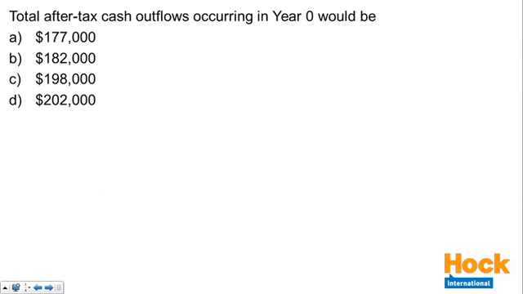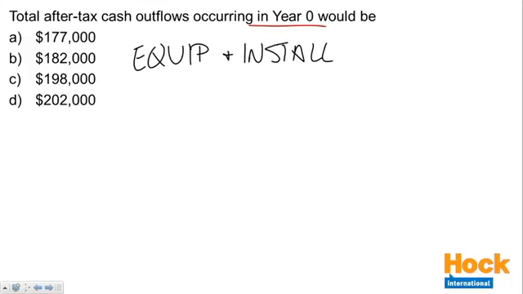The first question, total after-tax cash outflows occurring in year 0 would be how much? So this is that initial investment. We're looking at what is the initial investment in year 0. Well, we've got a couple of big cash outflows. We have the outflows for the equipment was $250,000, and the installation and transportation was $25,000. All of that can be treated as one. That's a $275,000 cash outflow. That's also the amount that's going to have to be depreciated over the life of this project.